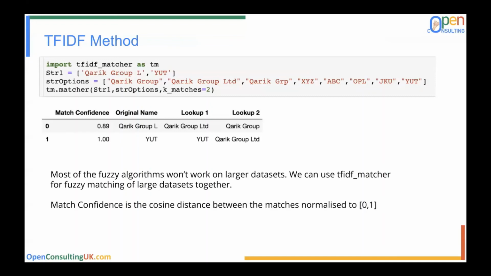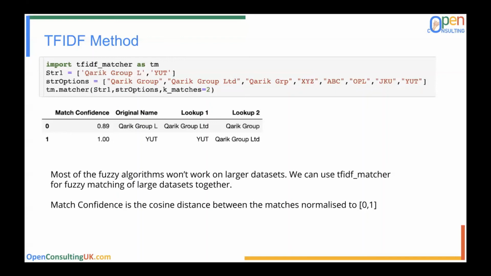And what is match confidence in this particular table? It is nothing but the cosine distance between the matches, normalized between 0 and 1. 1 means it's an exact match with whatever original value we are having. 0 means the strings are not at all matching. In our case, we are fortunate that we have strings which are almost similar in both lists.